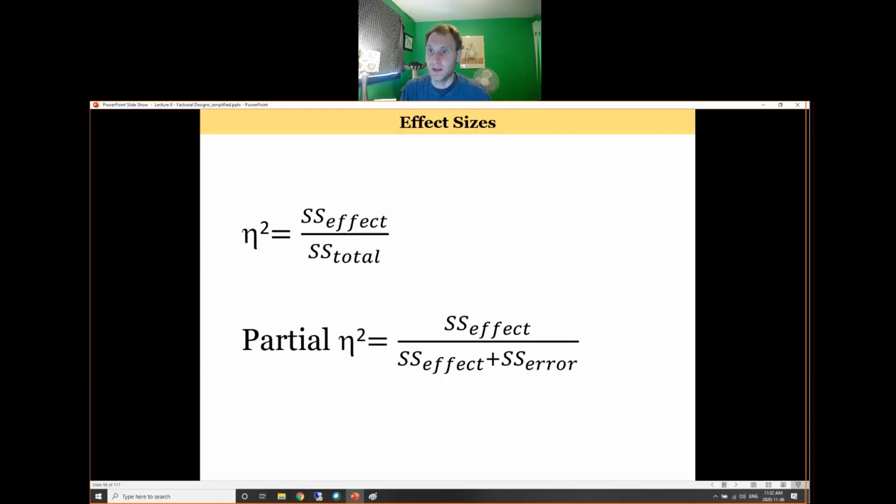So if you're reporting a partial eta squared, don't report it as an eta squared, because remember, partial eta squareds will always be bigger, so that will be slightly misleading. But we interpret them the same way. It's the proportion of variance accounted for in our DV by this variable.